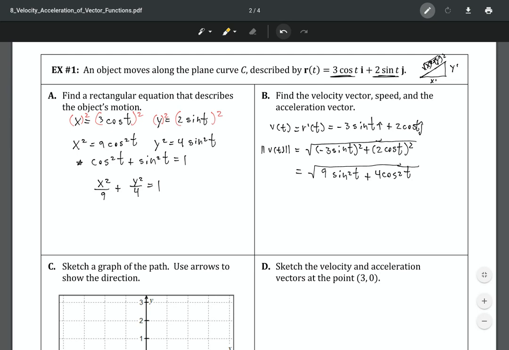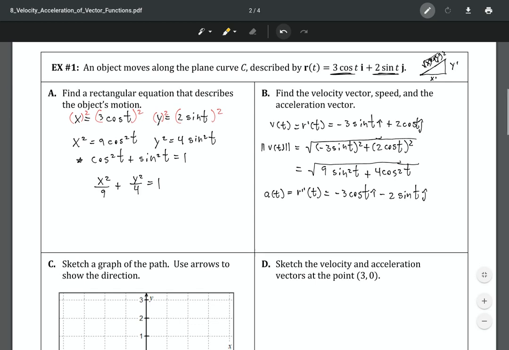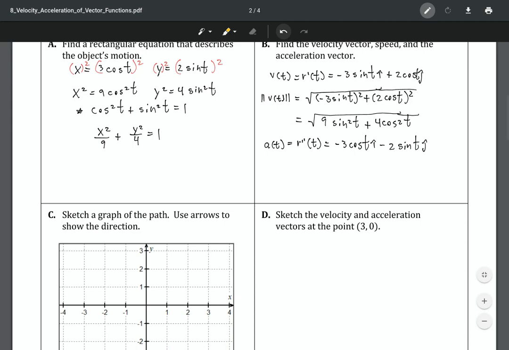All right, so that's that for that. Then finally it's asking for the acceleration vector. Well, the acceleration vector, I know, is the derivative of the velocity or the second derivative of function r. So the derivative of -3 sine would be -3 cosine of t i. The derivative of 2 cosine of t would be -2 sine of t j. And that's the answer for that. So that's it for that part.